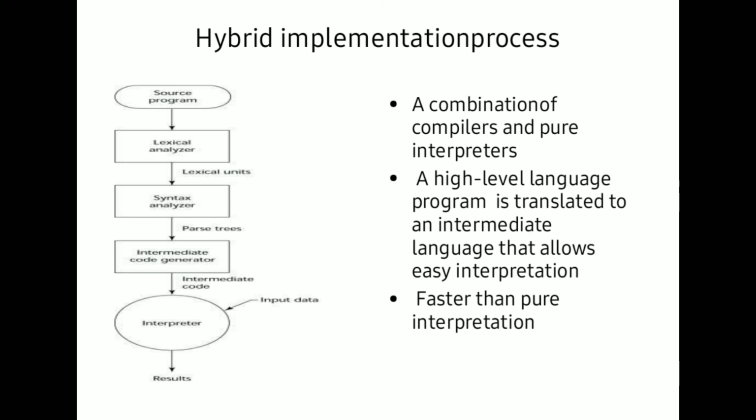So a hybrid implementation is a combination of compilers and pure interpreters. A high level language program is translated to an intermediate language that allows easy interpretation. Hybrid implementation is faster than pure interpretation because it uses both compilers and pure interpreters for execution.